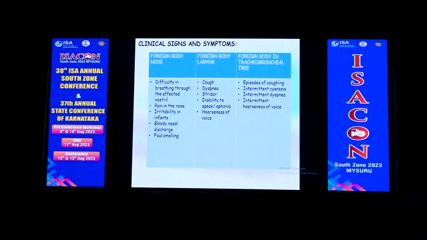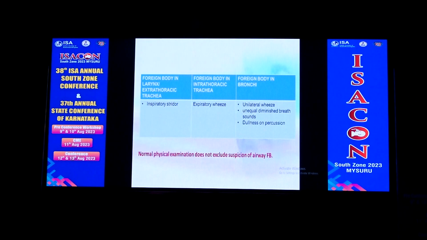Depending on the site of lodgement of the foreign body, if the foreign body is lodged in the nose, the signs and symptoms are difficulty in breathing through the affected nostril, pain in the nose, irritability, especially in children, foul smelling, and bloody nasal discharge. If it is lodged in the larynx: cough, dyspnea, stridor, inability to speak, hoarseness of voice. If it is lodged in the tracheobronchial tree, then episodes of coughing, intermittent dyspnea, intermittent hoarseness of voice. The signs are stridor, wheeze, unequal diminished breath sounds, and dullness on percussion.